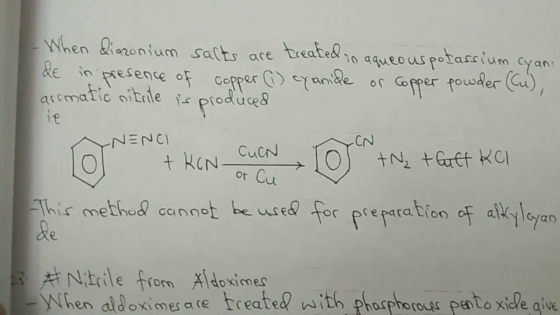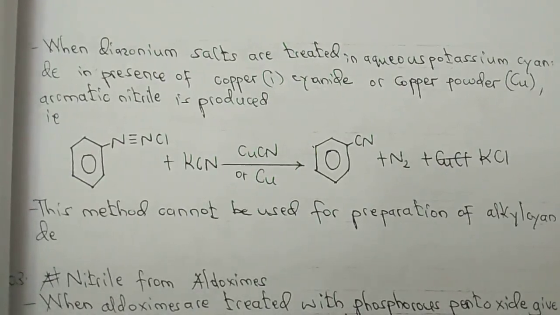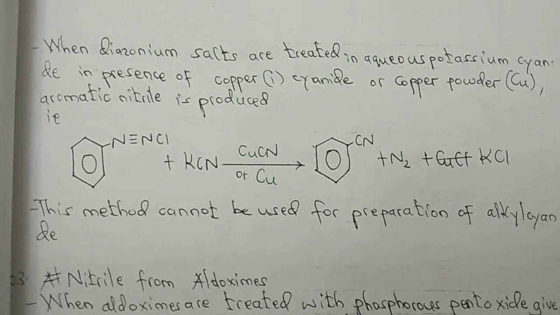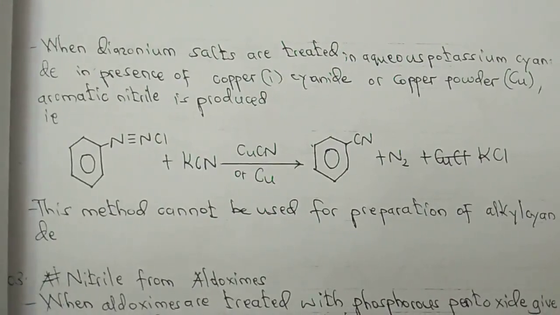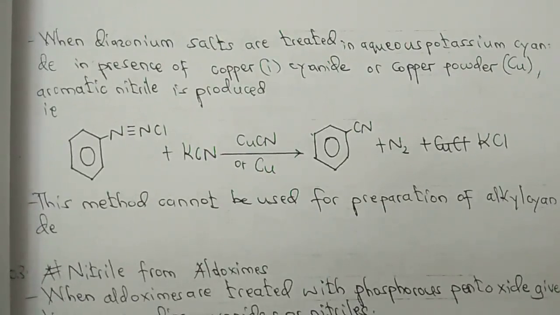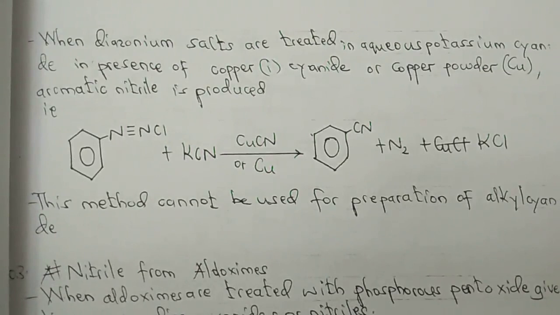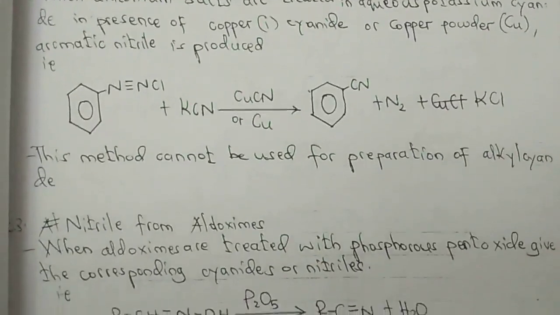When the diazonium salt is treated with aqueous potassium cyanide in the presence of copper(I) cyanide or copper powder, aromatic nitrile is formed. This method cannot be used for the preparation of alkyl cyanide. It is used for aryl cyanide only.